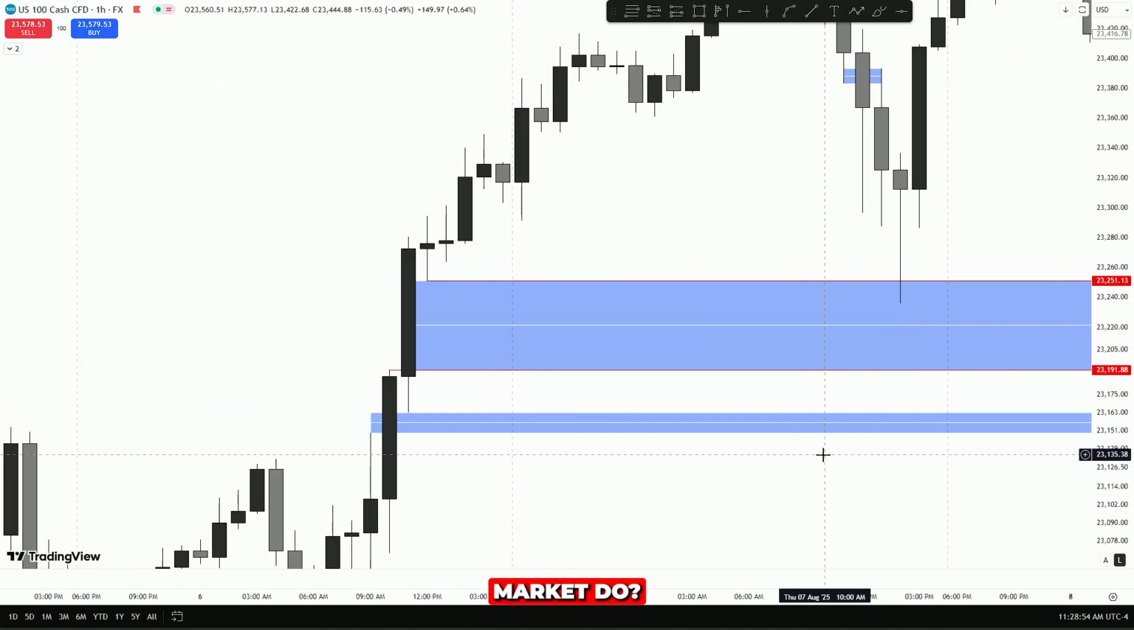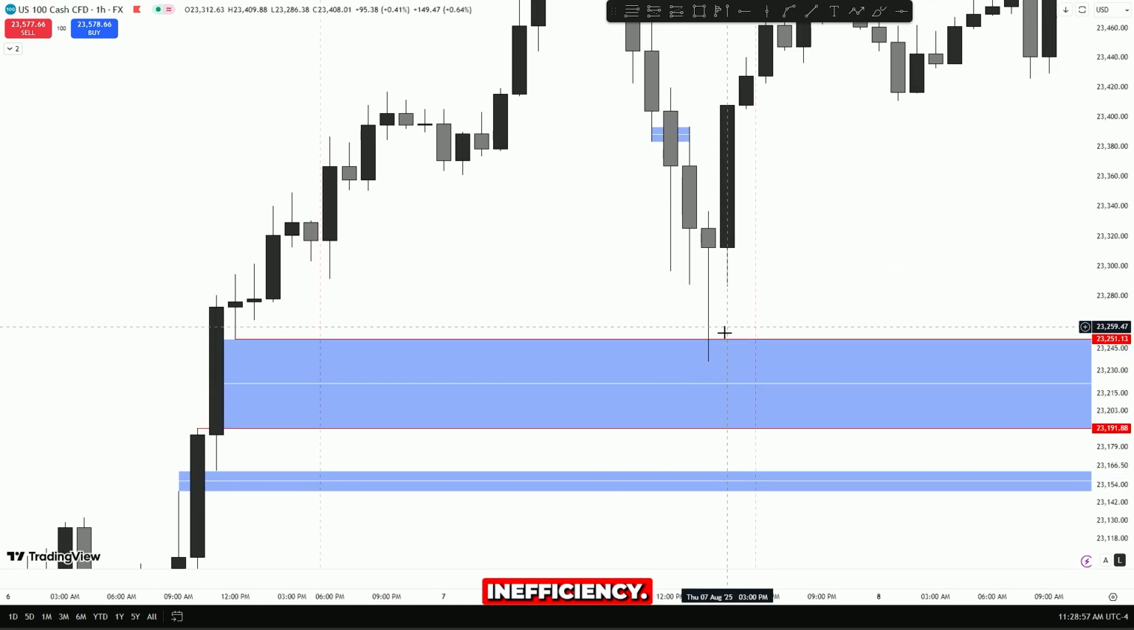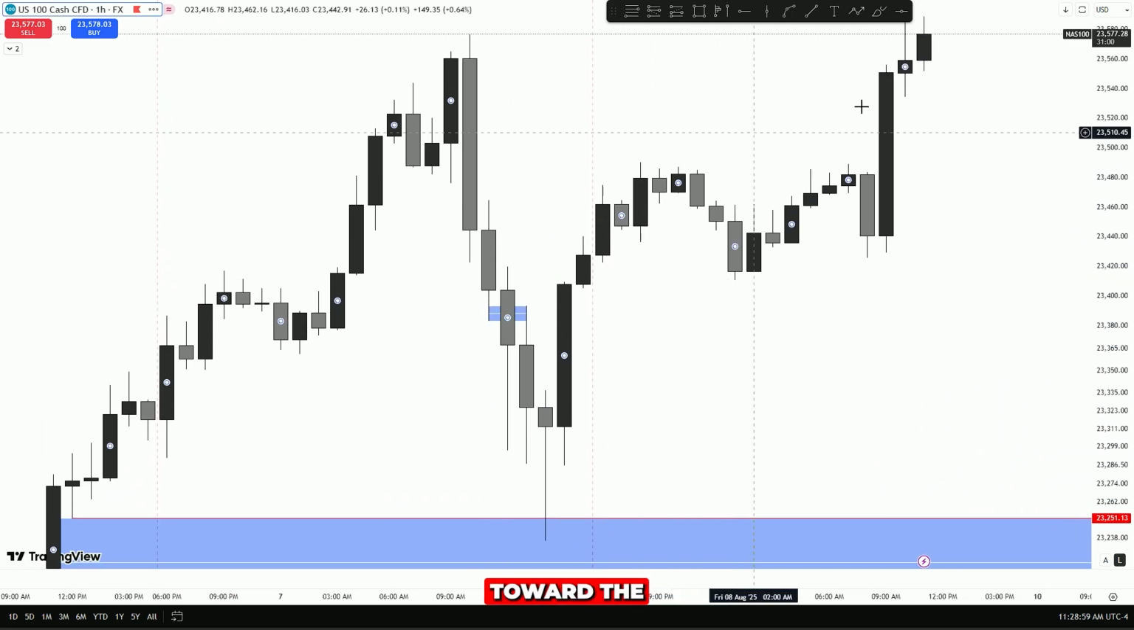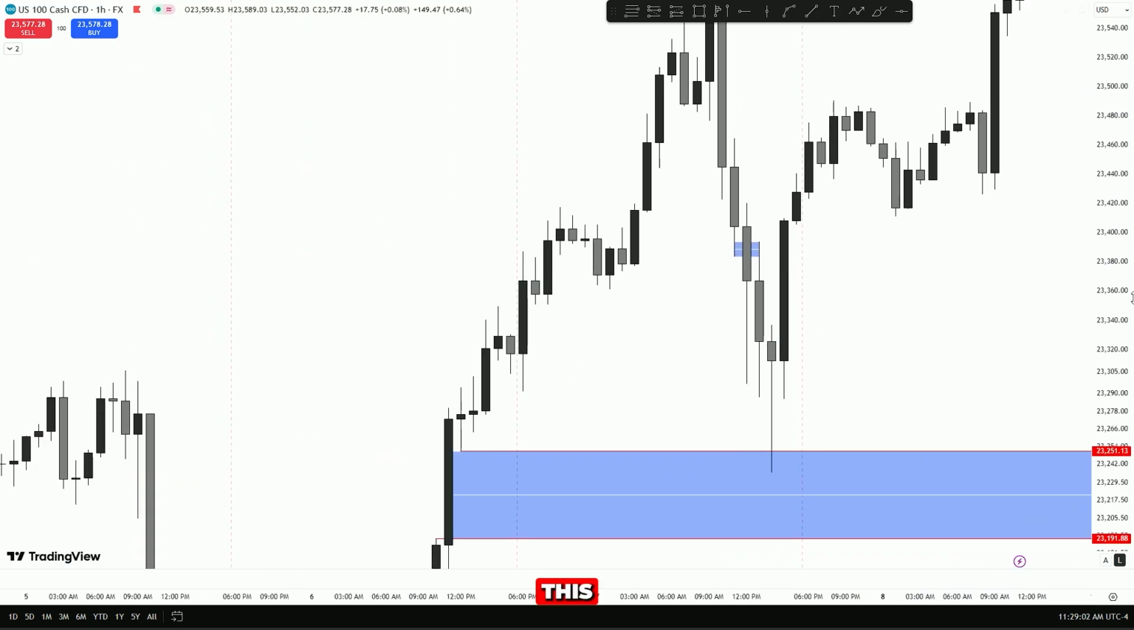What the market does? The market came back to the inefficiency, tapped into this, and simply went toward the buy side. This is the clear example.